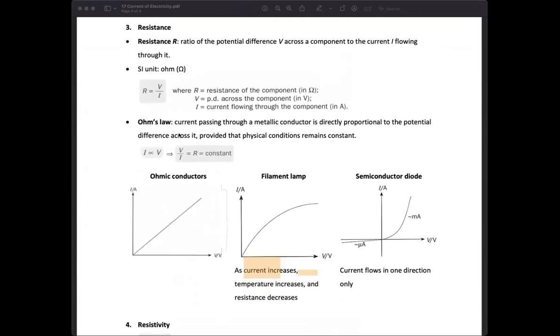We have learned this. R is V over I. Is that clear? And resistance is supposed to be constant at the same temperature. It doesn't change. So can I say that V is directly proportional to I? So if I were to plot a VI graph, it should be a straight line cutting through zero. Because it's I over V, okay? The gradient here is 1 over R. If it's V over I, the gradient will be R. Understand?